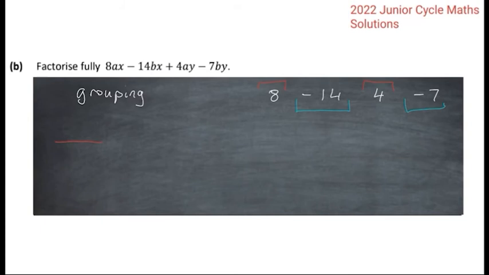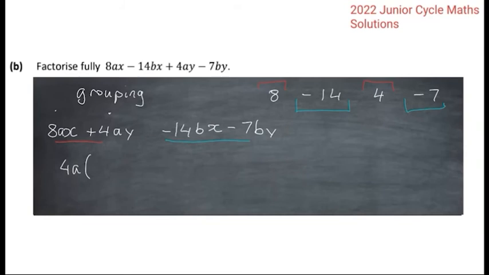So let's start. 8ax and 4ay. That's the first group. And let's write the second group as well. The larger number will go first, so we'll have minus 14bx. We're going to color this so we can separate them out. So we have minus 14bx, and then we have minus 7by. Now let's look at the highest common factor for each set. So now we're going to have 4a, which is common on both terms here, and then we can take out the 4a from 8ax and we will get 2x. We'll take out 4a from 4ay and we will get plus y.